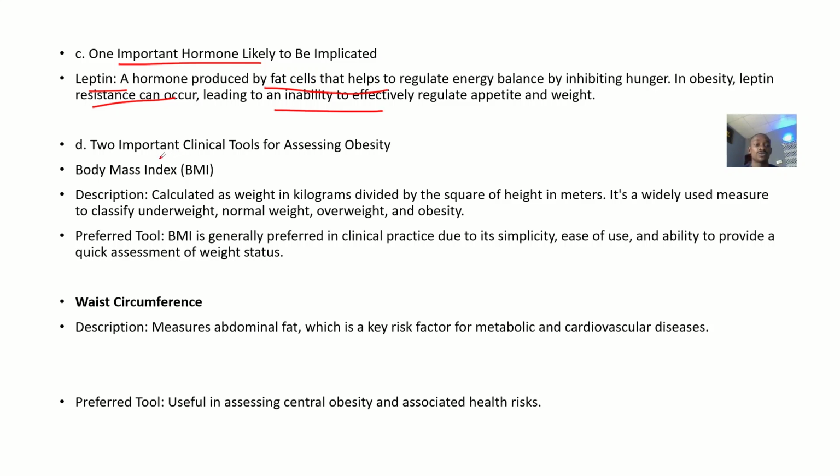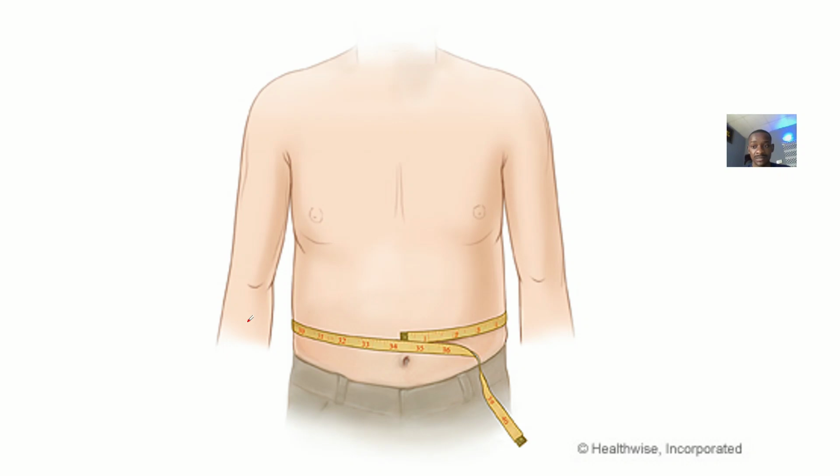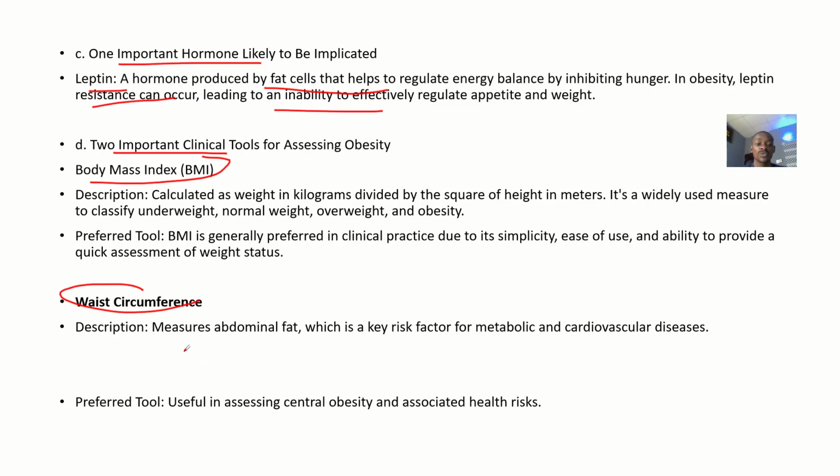Okay. So what are the 2 important clinical tools for assessing obesity? The first one is BMI. BMI is just like we calculated: you divide the person's weight by the square of the height. Then the next one is waist circumference, just like this. But waist circumference is actually the best one. It measures abdominal fat, which is a key risk factor for metabolic and cardiovascular disease. So what is the preferred tool for diagnosing obesity? Waist circumference is the best one for measuring obesity.